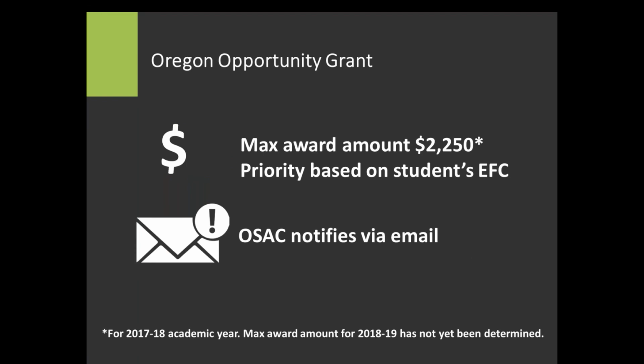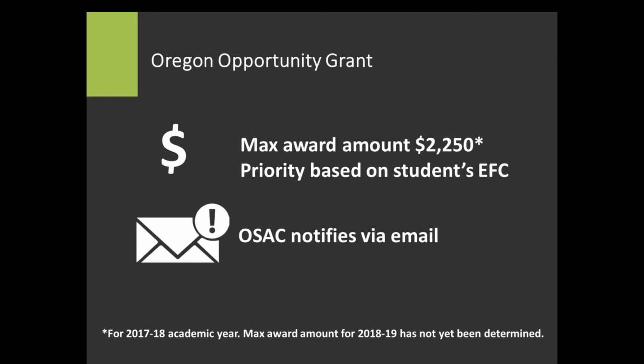The maximum award amount for the Oregon Opportunity Grant is $2,250, and this grant is prioritized based on a student's EFC. That's the expected family contribution number that comes from the student's FAFSA or ORSA. This year, for 2017-18, we awarded students from a 0 EFC clear up to $3,000 EFC. So if you fell within that range, you would receive the Oregon Opportunity Grant.